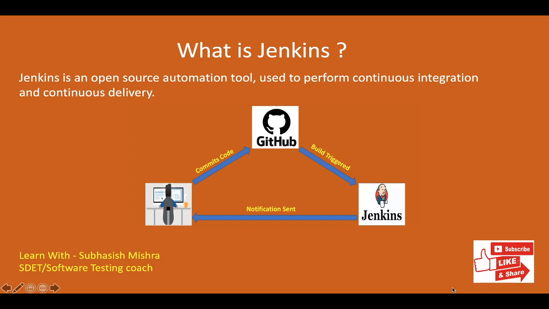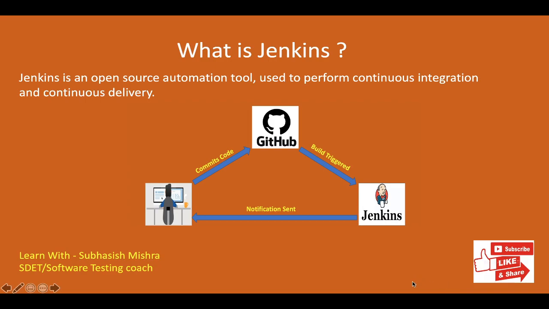Jenkins is used to build and test software projects continuously, making it easier for developers to integrate changes to the project and making it easier for users to obtain a fresh build. It also allows you to continuously deliver the software by integrating with a large number of testing and deployment technologies.